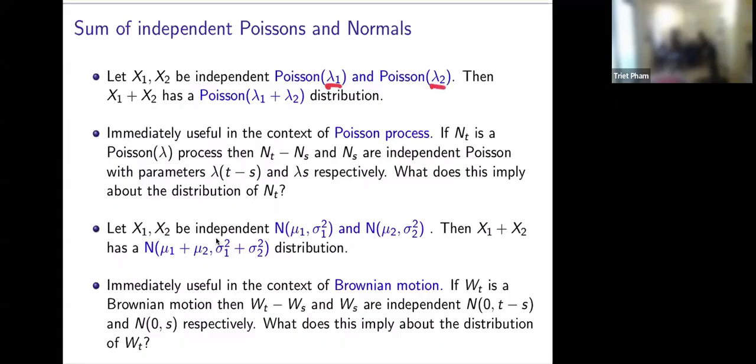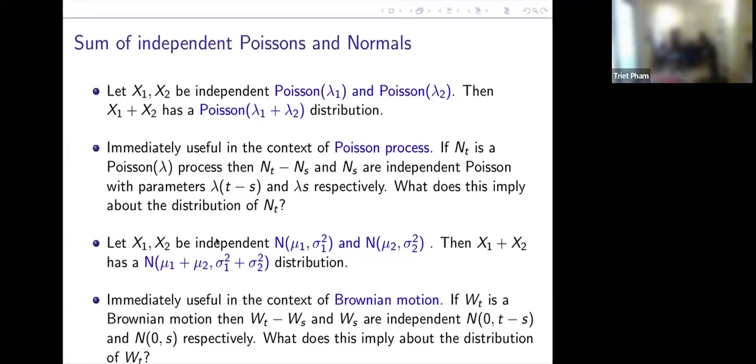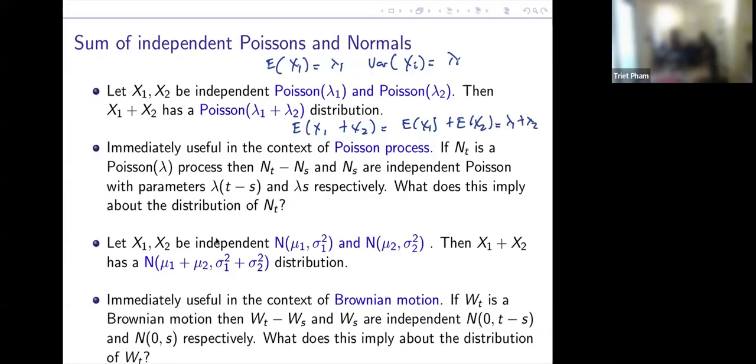But here, the parameters add. And note that it's actually kind of consistent, because if you have a Poisson, the expectation of a Poisson random variable is lambda, and the variance of the Poisson is also lambda. Therefore, the expectation of the sum is the sum of the expectations, which is lambda 1 plus lambda 2, which is the parameter of the Poisson. And the variance also works in the same way, so it's consistent.